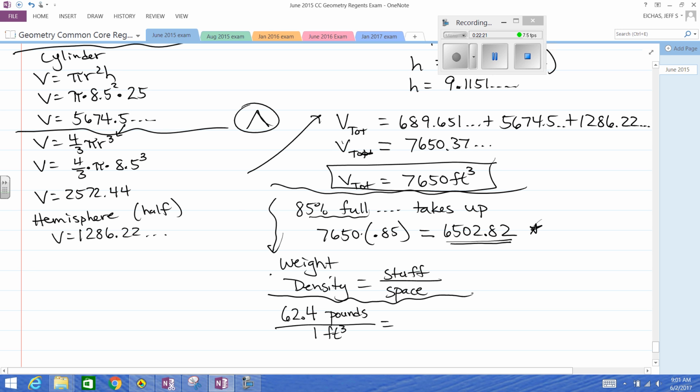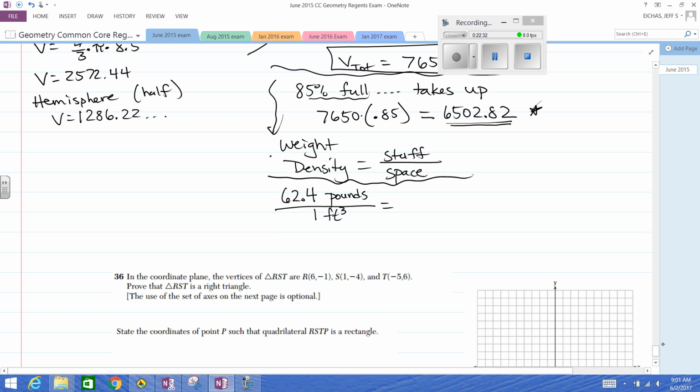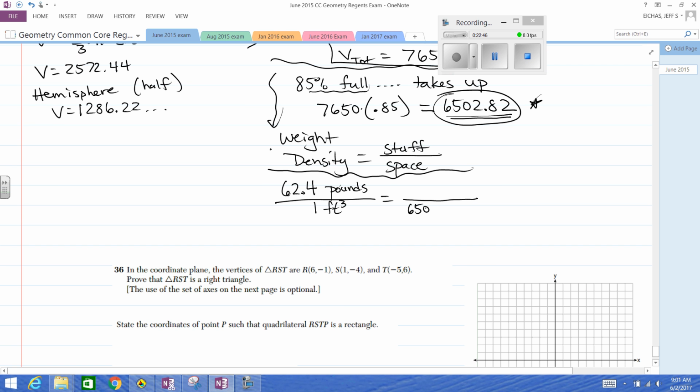I like setting up proportions. It's just something that I tend to prefer. Science does a great job of dimensional analysis. If you'd rather look at that, there's probably some videos on dimensional analysis that might make it easier, but this is how I do it, proportions. So I have pounds over feet cubed, and that's your volume on the bottom, right? So I'm going to put our volume, 6502.82 cubic feet, all right? And then we're going to figure out how many pounds that is.